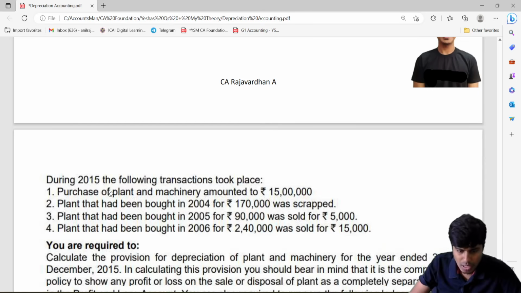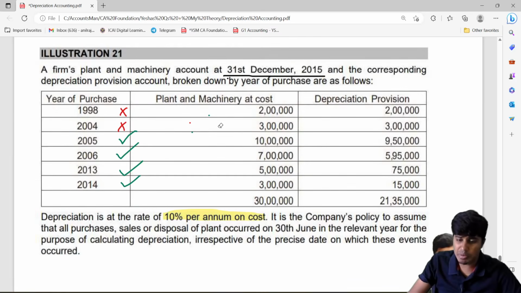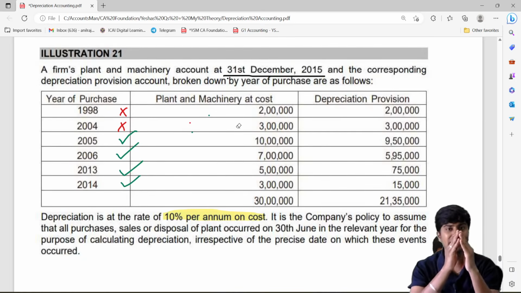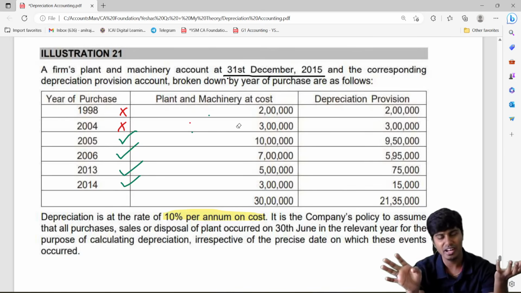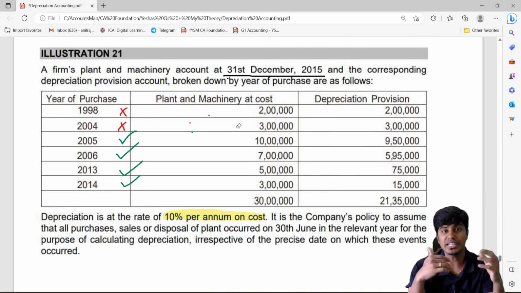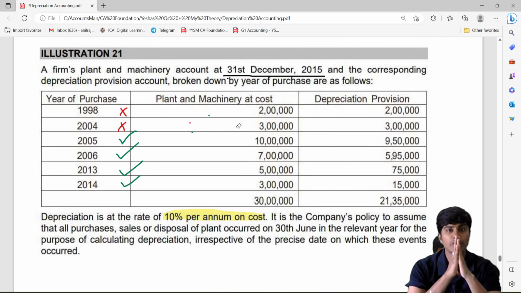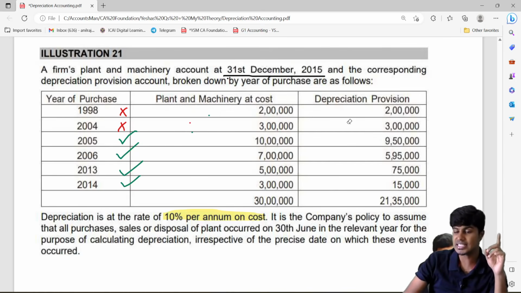Okay, plant that had been bought in 2004 for 1 lakh 70 was scrapped. In 2004, you didn't buy the plant for 1 lakh 70. You bought the plant for 3 lakh. So you need to split that 3 lakh into two parts, 1 lakh 70 and 1 lakh 30. 1 lakh 30 worth of asset is retained. 1 lakh 70,000 worth of asset is sold. Remember that the entire asset is written off completely.